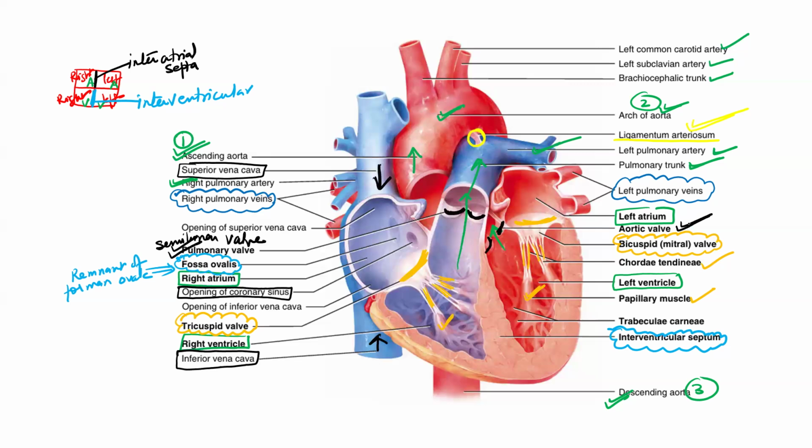So in the heart, in total we have studied 4 valves. Between atria and ventricles is the AV valve, and between ventricle and artery is the aortic or pulmonary valve. So total 4 valves are there. Let me highlight them for you so that you can learn: tricuspid valve, bicuspid valve, aortic valve, and pulmonary valve.